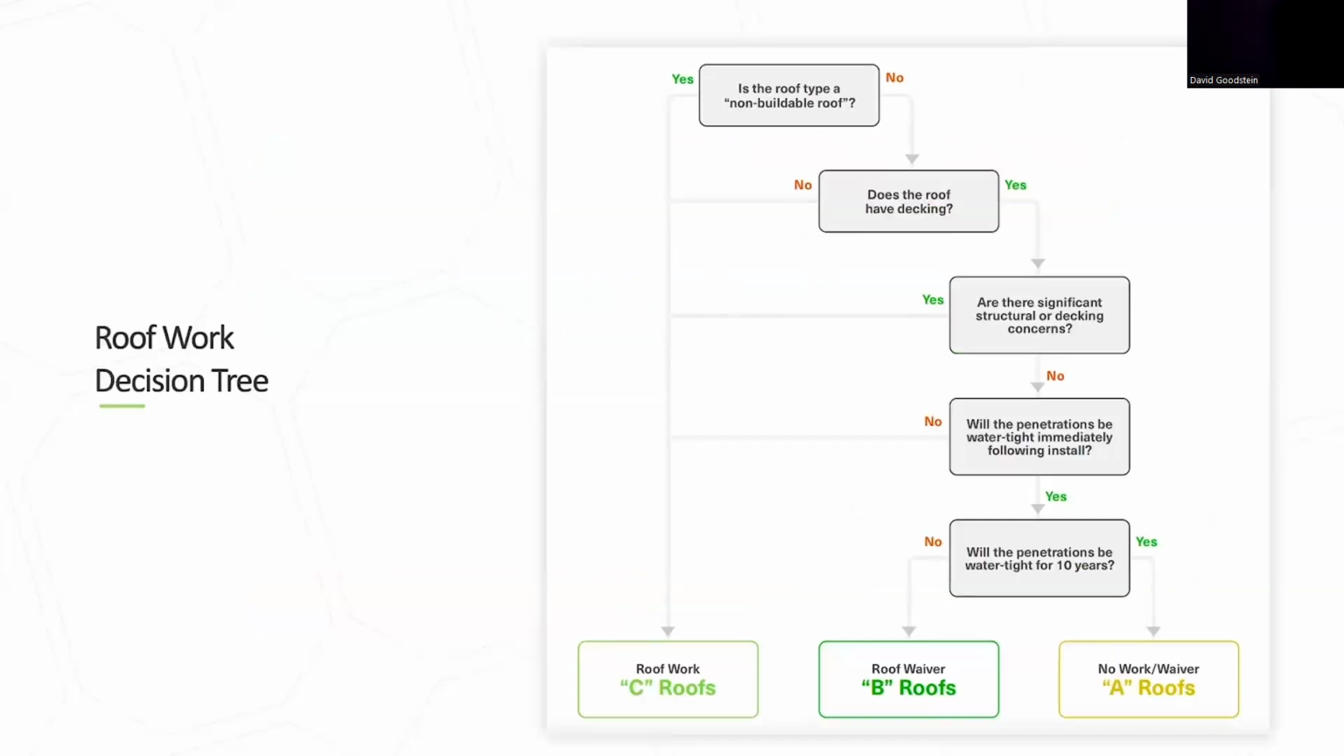So first, is the roof type non-buildable? If the answer is yes, go directly to C, and then it's going to get a quote for a partial or full re-roof. Does the roof have decking? Yes or no? Are there significant structural or decking concerns? Will the penetrations be watertight immediately following install? And again, will the penetrations be watertight for 10 years? That's typically the marking point for whether or not a roof will move to an A or a B.